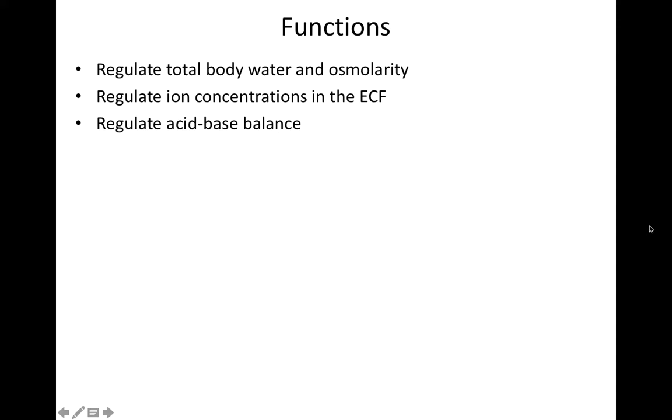Function-wise, the kidneys are very important in homeostasis. So these first three functions all say regulate, which means that they have a job maintaining the proper range, the homeostatic range of these three things. So the total amount of water, the total volume of water in your body, and the osmolarity of the different fluid compartments is going to be controlled by the kidneys.